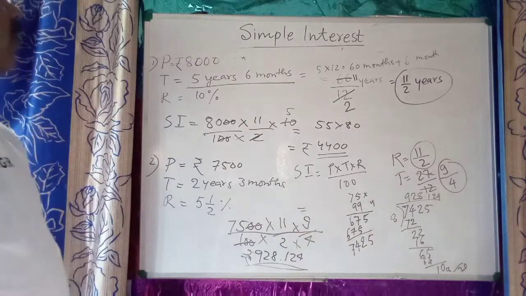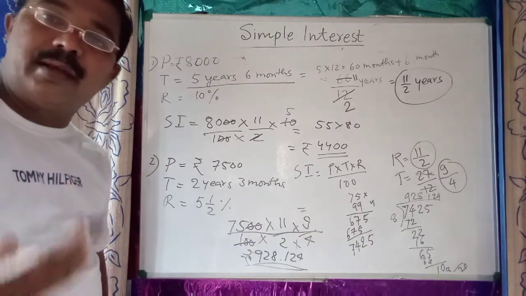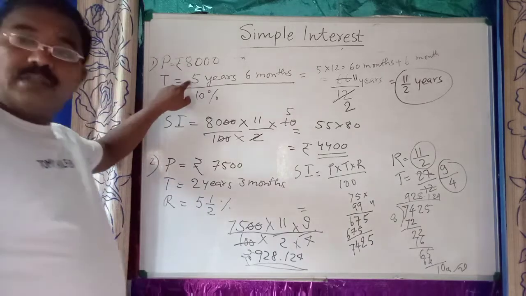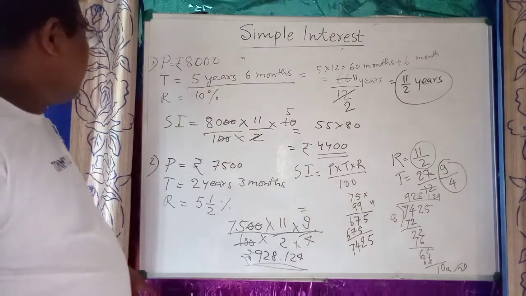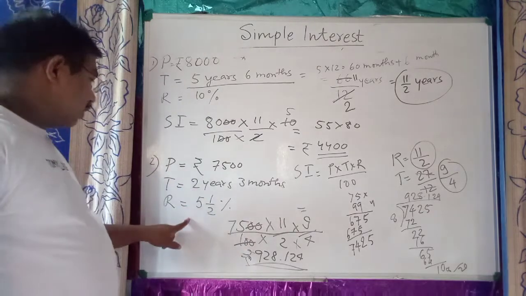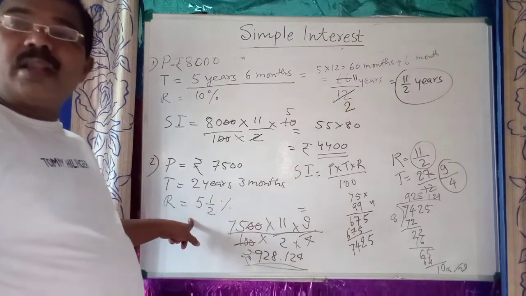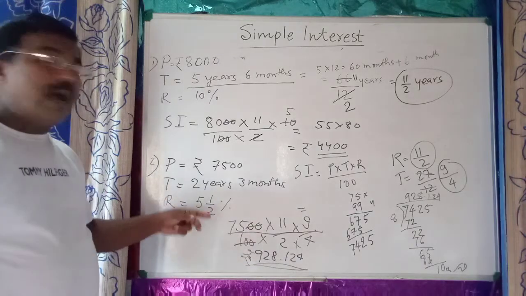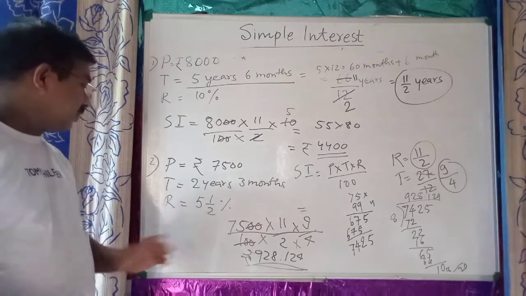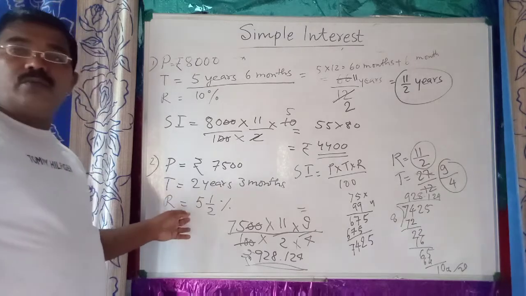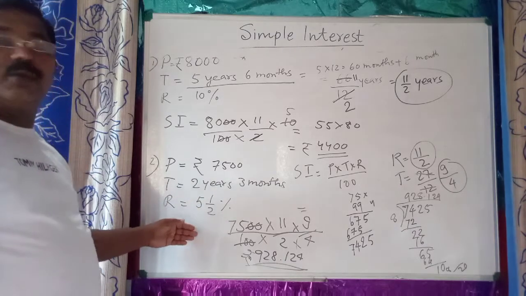Now you see how we changed the time and the rate of interest when the time is given in years and months and the rate is given in a mixed fraction. So what we have to do, I have explained here. यहाँ आप देख सकते हैं rate of interest एक पूर्ण संख्या का रूप में नहीं है, 5 1/2 एक मिश्र भिन्न का रूप में है.